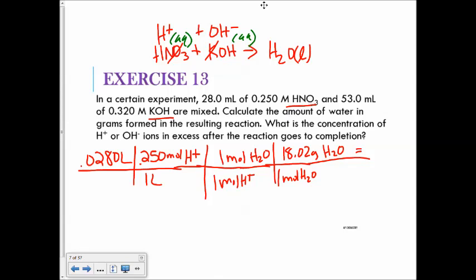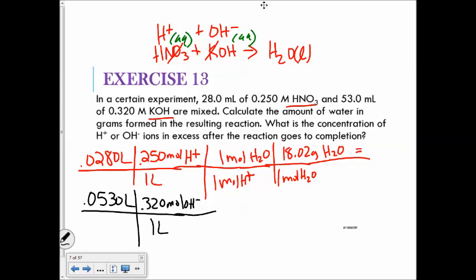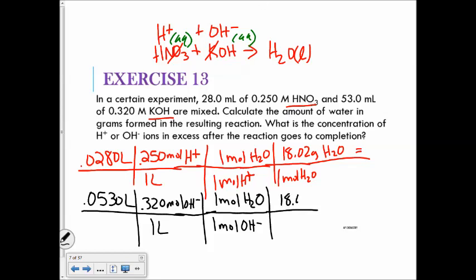The other one is very similar, except for instead of hydrogens in there, it's going to have hydroxides, and the numerical values that we started with are different. So let's set that one up too. We have 0.0530 liters of 0.320 moles. This is hydroxide this time. Equals 1 liter. 1 mole of hydroxide to 1 mole of water. 1 mole of water. And then our 18.02 grams.